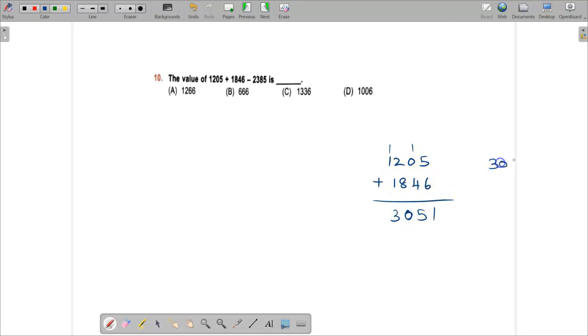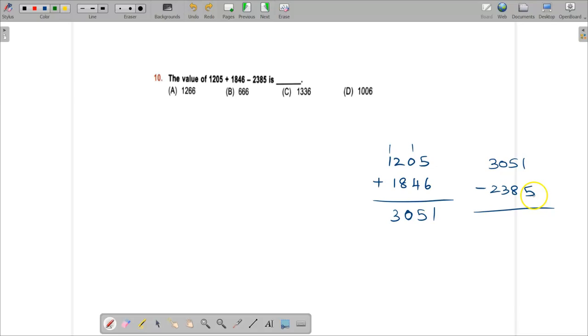So now it is 3051. From this number I need to subtract 2385. So 2385 I need to subtract from this number. Since it is 3 numbers, no need to do all the 3 directly. First do the sum, find out the value, and then from this sum you just subtract 2385. So now I need to do the subtraction operation.